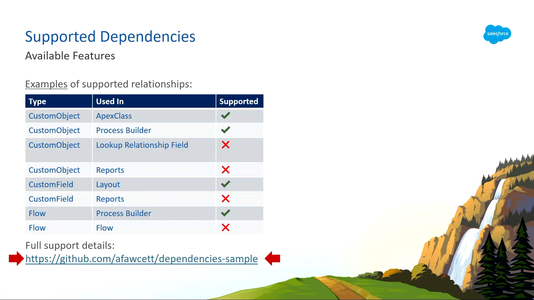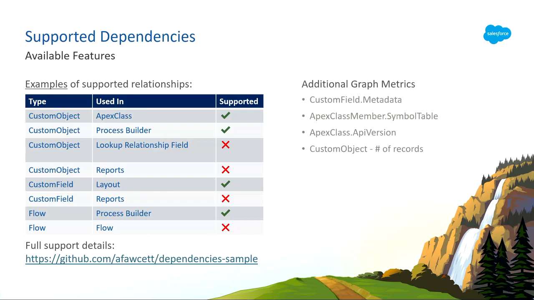That's not to say that we're limited to just what that API provides. We can augment that data with other queries against the tooling API. So for example, if we wanted to know lookup relationship fields, we can use the custom field metadata to find that relationship. We can also do simpler things like the API version for Apex classes or even just the number of records on a custom object. And we can merge that into the graph as metadata.